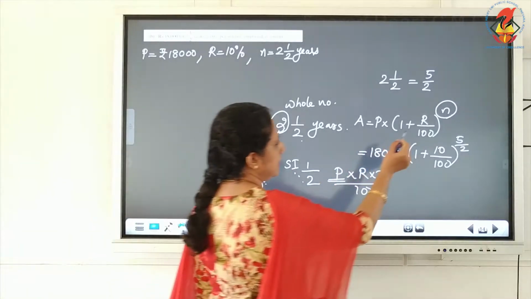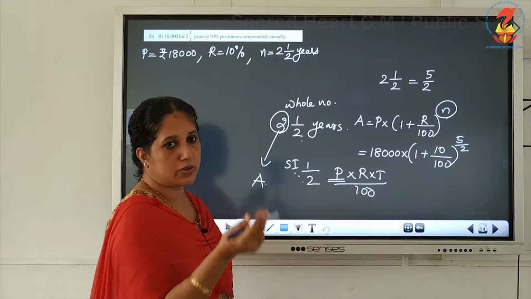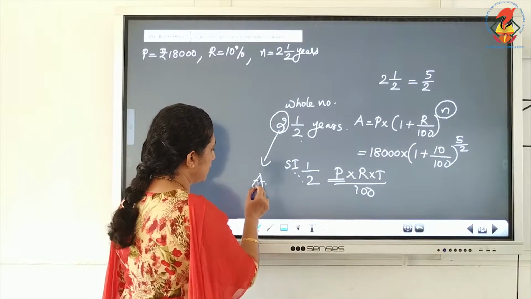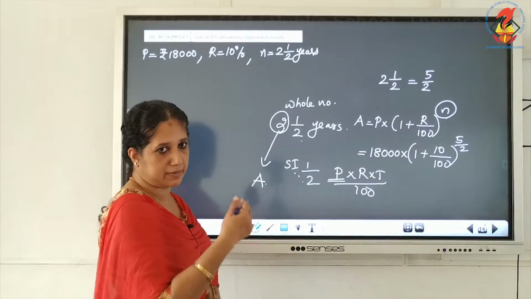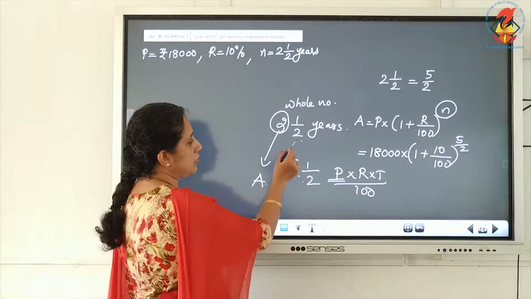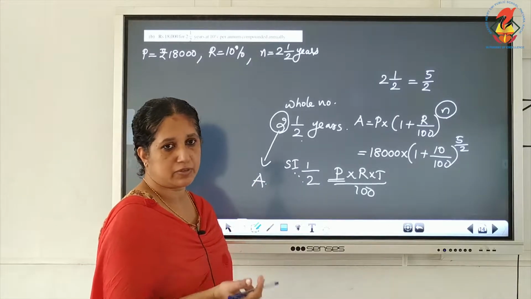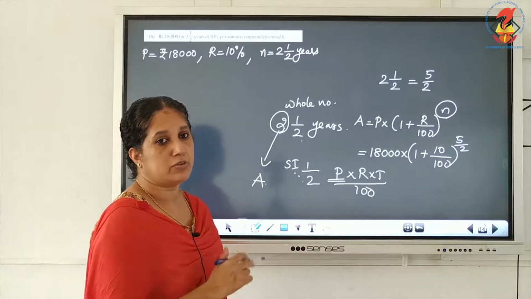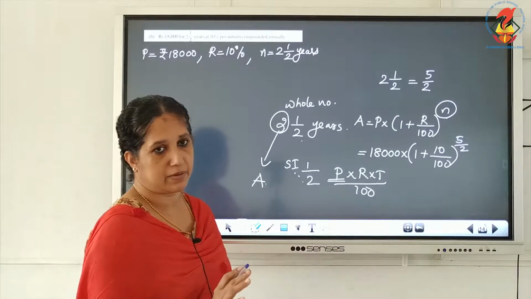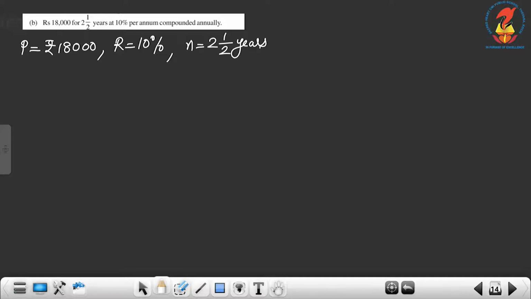In this problem you have to be very careful. When you substitute directly here, you cannot find the value, so you have to split it into 2. That means you calculate the amount for the whole number part, that is 2 years, and using that amount you calculate the simple interest for the remaining half year. When you add those two values, you will get the final amount. So first of all we will calculate the amount at the end of 2 years.